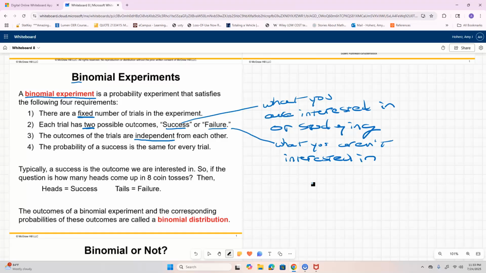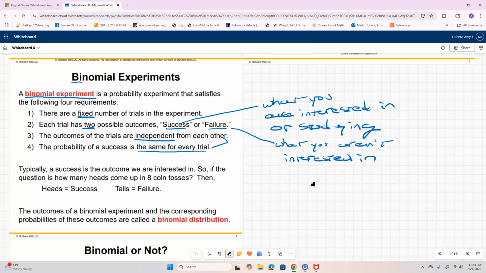And then because they're independent of each other, we really don't have to say these 2 things, because if they're independent from each other, then the probability of success is going to remain the same for every trial. So if you replace those cards, or you put the chips back into the box, then the probability of success is going to remain the same, because you're going to be resetting whatever you're using for your trials.